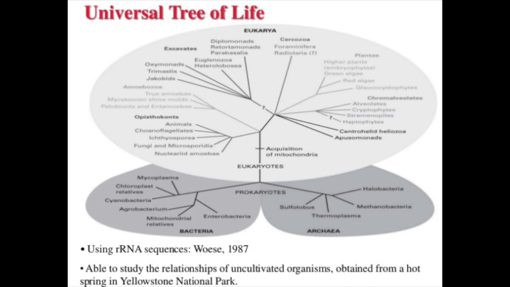Sometimes you can't even believe how much molecular phylogenetics can do, or how much we can do with genetic sequences, genome sequences. A great example is that Carl Woese created a universal tree of life in 1987, and it tells us the relationships among basically all life, and that's absolutely amazing.